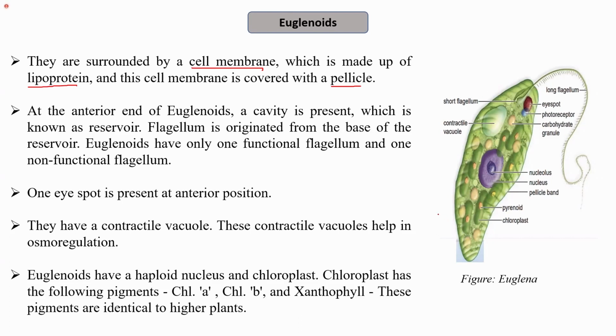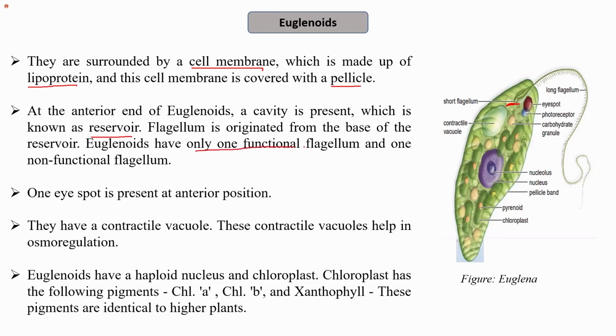They lack the cell wall. They have a long flagellum, and at the anterior end, a cavity is present which is known as the reservoir. So this is the anterior end, this is the posterior end. So at the anterior end, a cavity is present which is known as the reservoir, and the flagellum originates from the base of this reservoir. So the origin of this flagellum we can see from here.